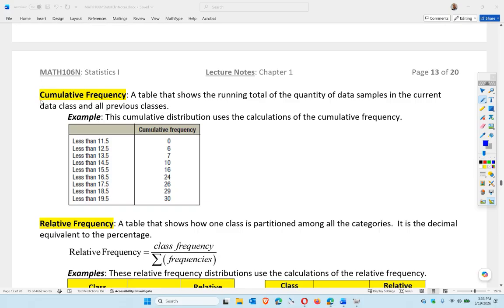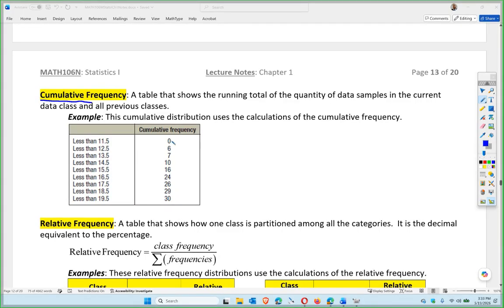There's cumulative, right, which is the running total. It accumulates, so it goes to 6, then plus 1 more is 7, plus 3 more is 10, plus 6 more is 16, plus 8 more is 24, right? So it's a cumulative total, basically.